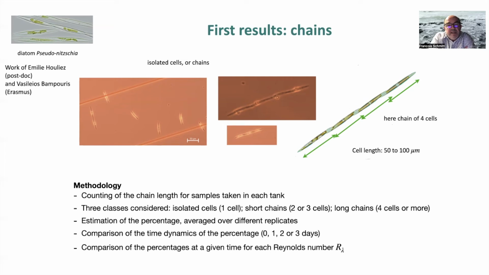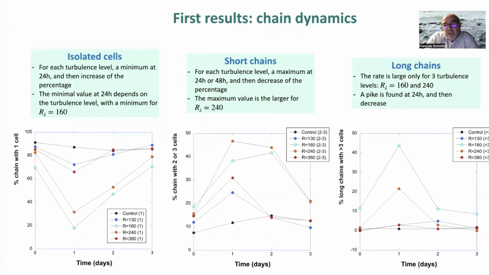We have looked at the percentage of each class, and we consider the time dynamics of this percentage, and also we compare the percentage at a given time for different Reynolds numbers. So this is the chain dynamics. We are plotting the percentage versus the time. Horizontally, it's the time. Vertically, it's the percentage. On the left, it's the percentage of isolated cells. In the middle, the percentage of short chains. And on the right, the percentage of long chains.